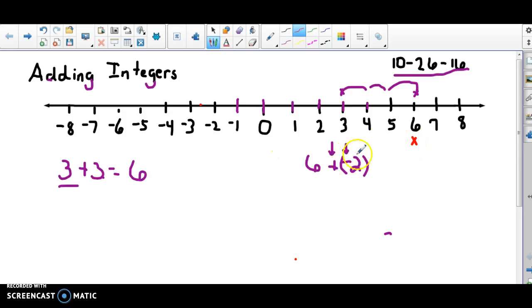And since it's a -2, it means I need to back up 2, or go to the left 2 spots. So I'm going to go 1, 2, and that gets me to a +4. Okay, not too bad, right? I'm going to throw another one at you.